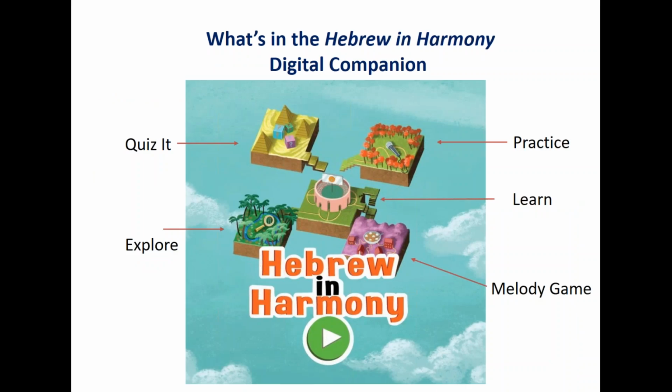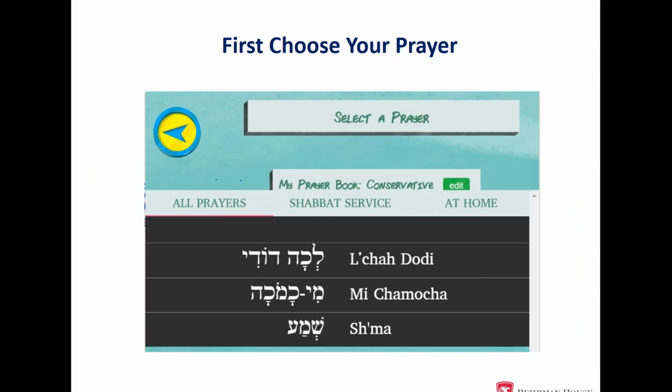In the Hebrew and Harmony Digital Companion, there are 5 sections. We're going to look at each one of them briefly. Whatever section you choose out of those 5, the first thing that you'll see is a prompt to choose your prayer. If there's a denominational variation, you can choose your version. This one says conservative. You can edit it and choose another variation depending on the prayer that you're selecting.